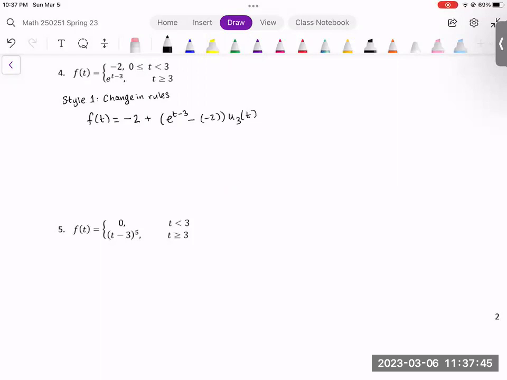Okay, so we multiply by u3 of t. Rewriting this a little bit gives us -2 plus e to the t minus 3 plus 2 times u3 of t.